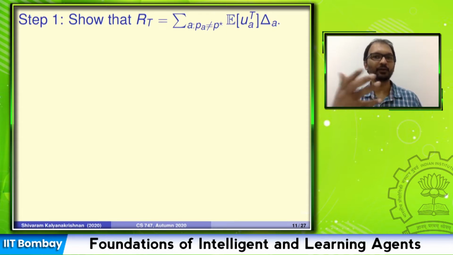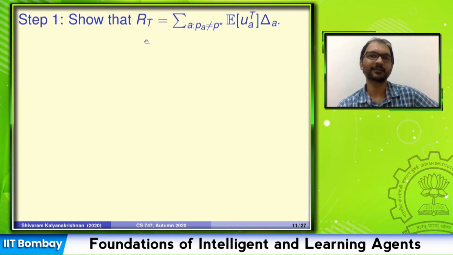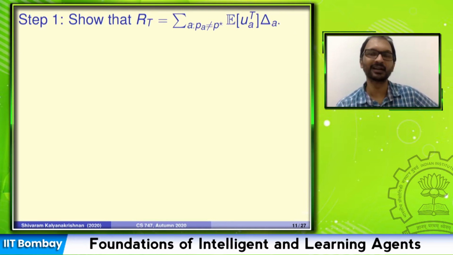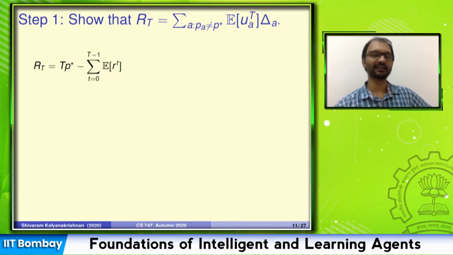So more specifically, quantitatively, what we are going to show is that the regret can be written down as the sum over the suboptimal arms of the expected number of times that arm is pulled, multiplied by capital delta A for that arm. You might just write this down because it seems true to you, but we can actually prove this, using what we had introduced as notation. So how do we do that? One step at a time.